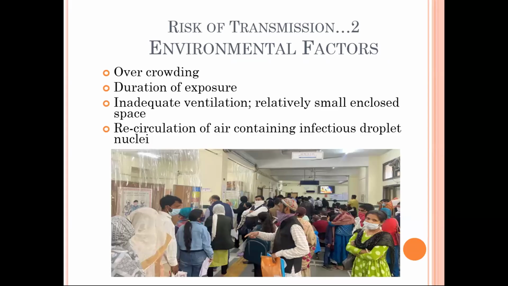Recirculation means, if we see this room, you just check, we do not have any window or any circulation. And this is one of the monitors, the carbon dioxide monitor, which is checking what the level is. So here the reading is, okay. Yeah, so this is the reading.